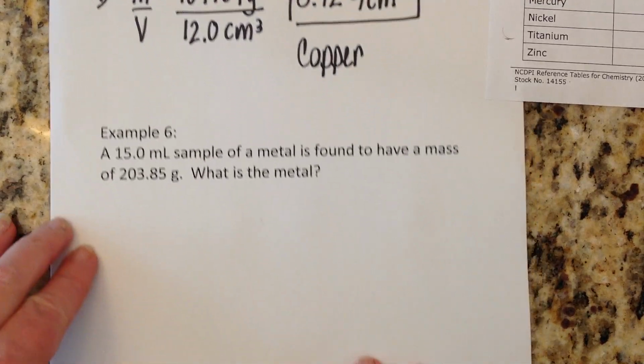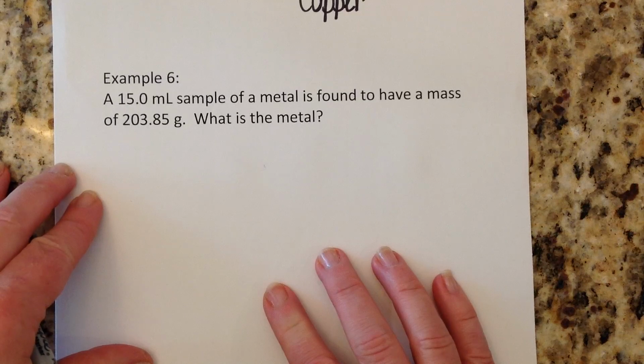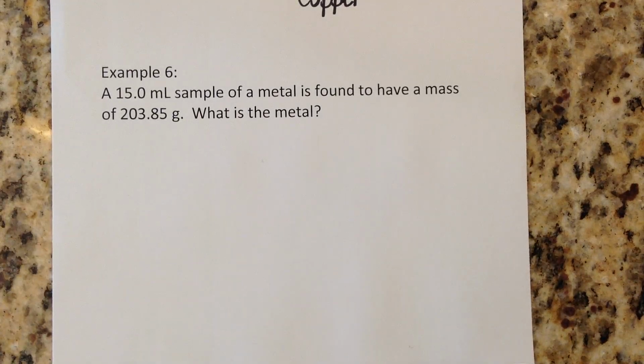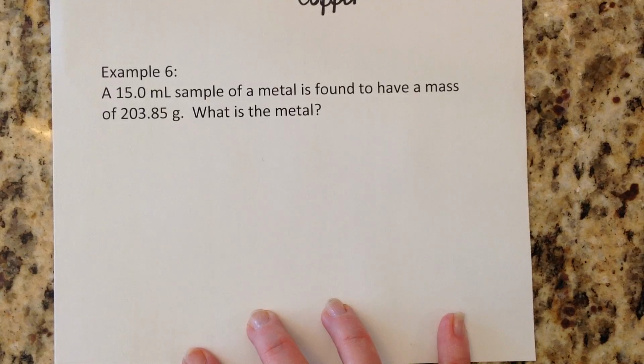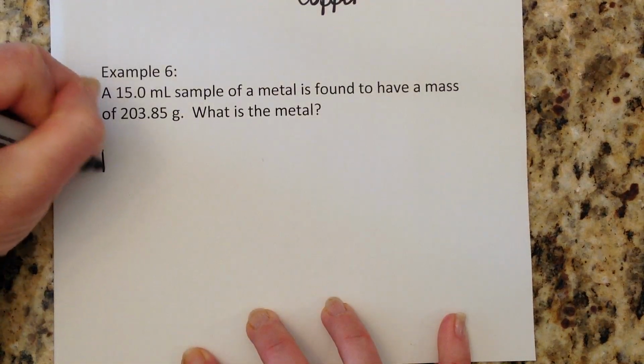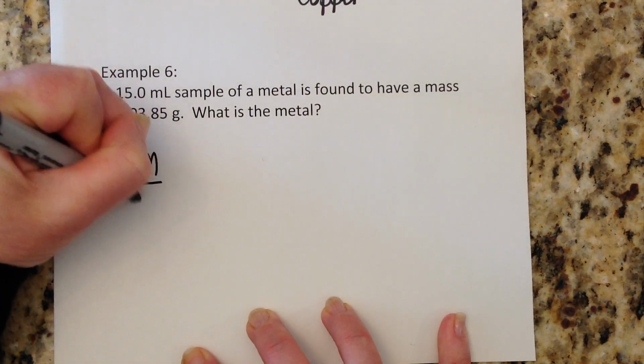So what I would suggest is that you maybe pause the video here, copy this down, try the last one, and if you can do these problems, you can do pretty much anything a first level chemistry class is going to throw at you. You might have to combine this with some other concepts and problems down the road, but this will be very easy. So example 6 says you have a 15.0 milliliter sample of a metal. It has a mass of 203.85 grams. What is the metal?